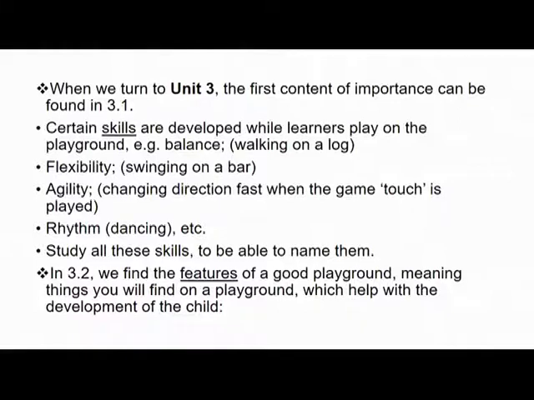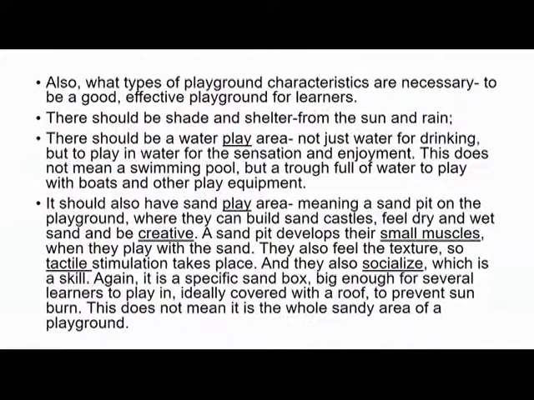In 3.2, we find the features of a good playground, meaning things you will find on a playground which help with the development of the child. Also, what types of playground characteristics are necessary to be a good, effective playground for learners. Now, the first feature is that there should be shade and shelter from the sun and the rain. There should be a water play area, meaning not just water for drinking, but to play with boats and other play equipment in the water.